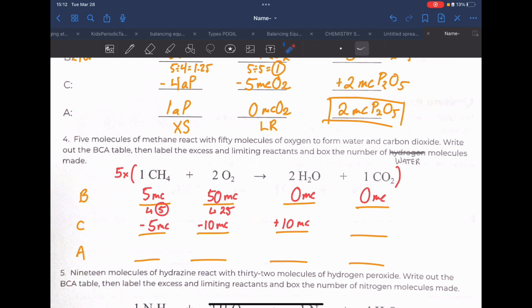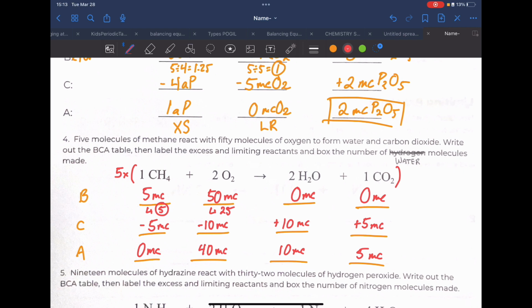Remember, I'm running the reaction 5 times. I'm making the recipe 5 times. Each time I make the recipe, I make 2 water molecules. So if I'm running this 5 times, then I'm going to make 10 water molecules. I'm also going to make 5 molecules of carbon dioxide. Okay, subtraction and addition: 0 molecules, 40 molecules, 10 molecules, 5 molecules.